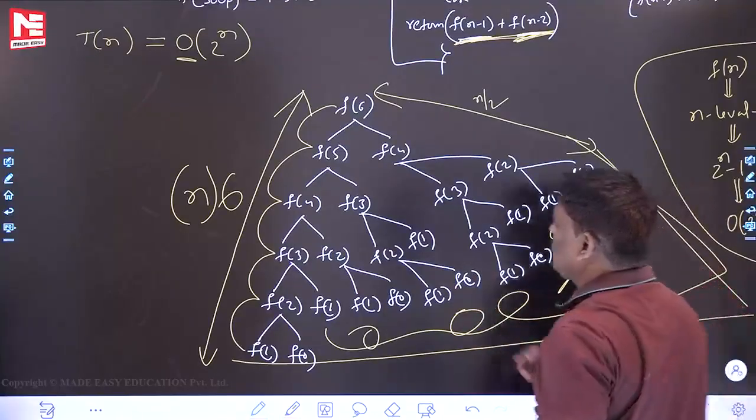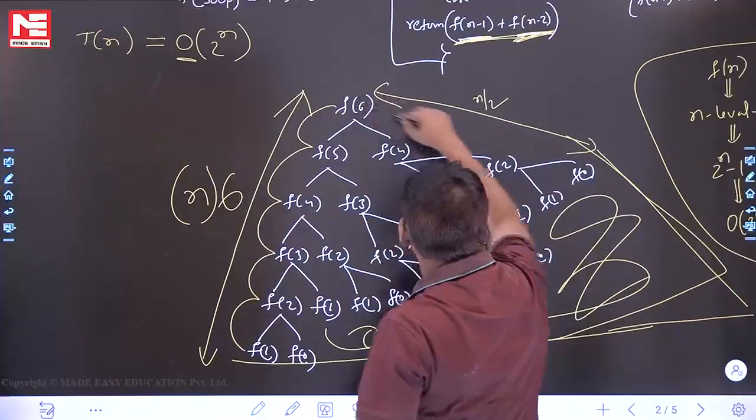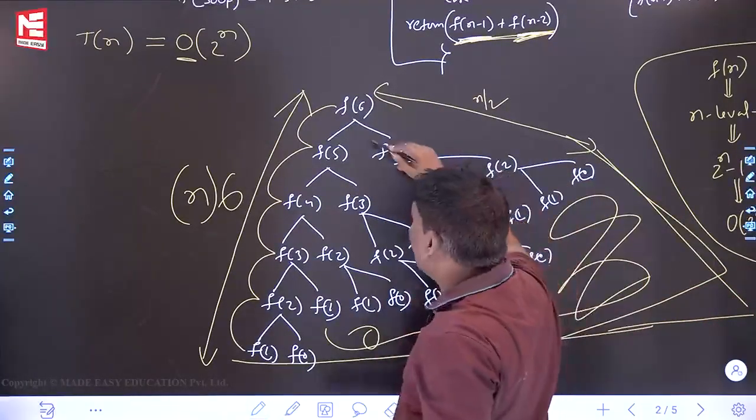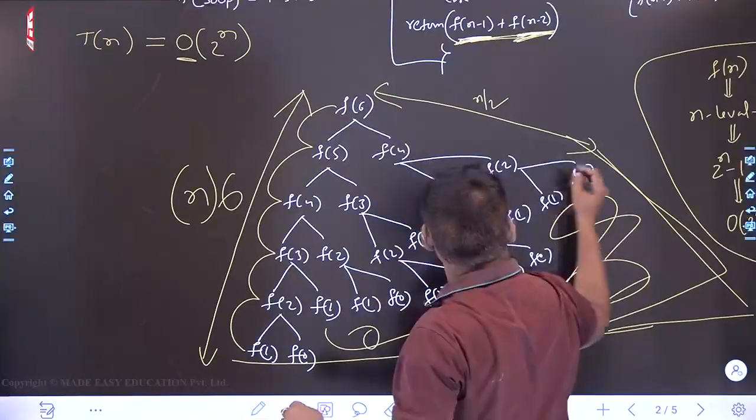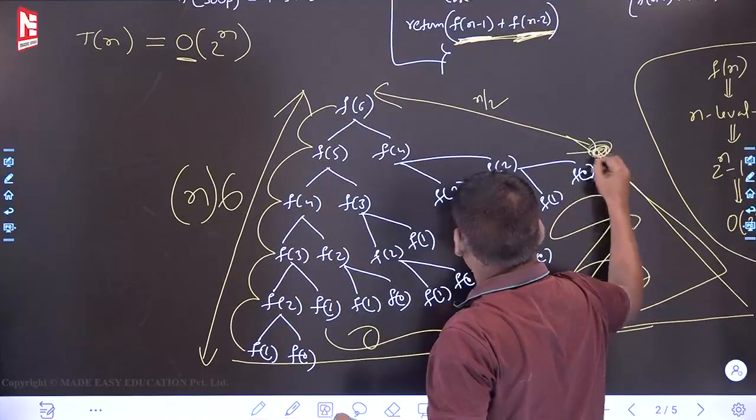But see the interesting answer. Left is n levels, right is n by 2. Which side has more levels? Left side. Right side has fewer levels. Right is stopped here only.